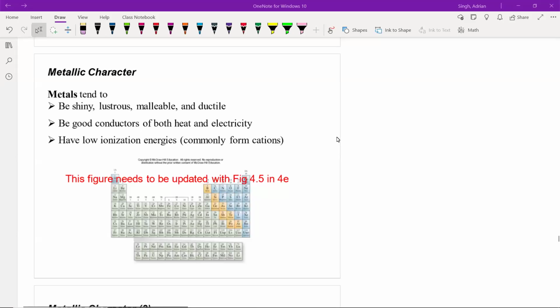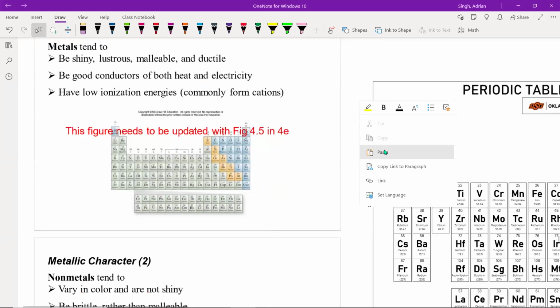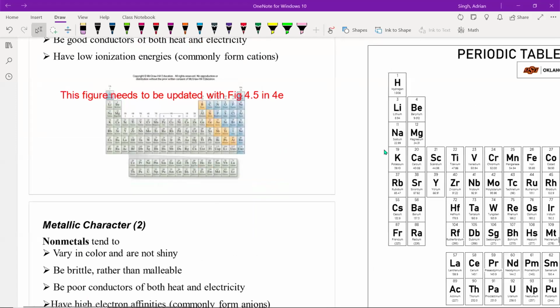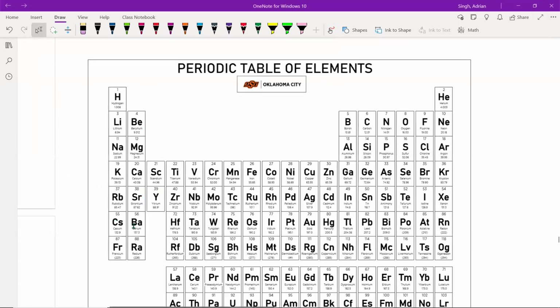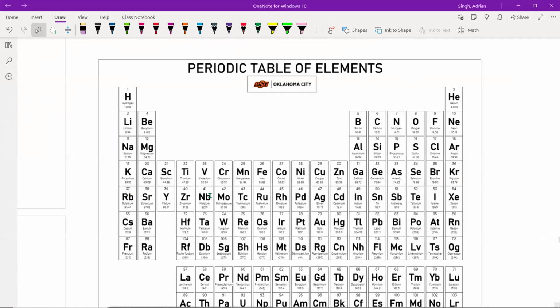Okay, so now we're going to take a look at some of the trends in metallic character, non-metallic character, and also how metalloids kind of fit into that relationship. So the first one we'll take a look at are the metals. And if you remember, on the periodic table, our metals are usually found on the left side, so over in this region here, and they actually make up the majority of the elements on the periodic table.